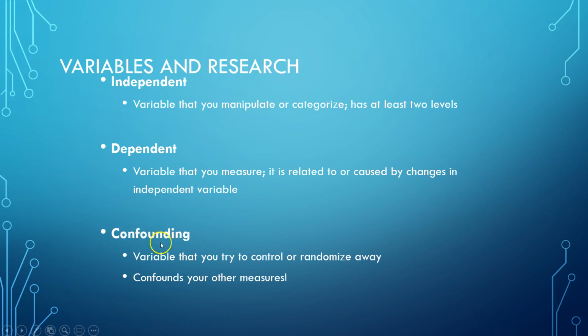And a confounding variable, this one you don't want. Confounding also means confusing. You do not want a confounding variable. This is a variable that you try to control or randomize away in your research design. When you take a research methods class, you'll talk about how you do that. But it confuses your other measures.